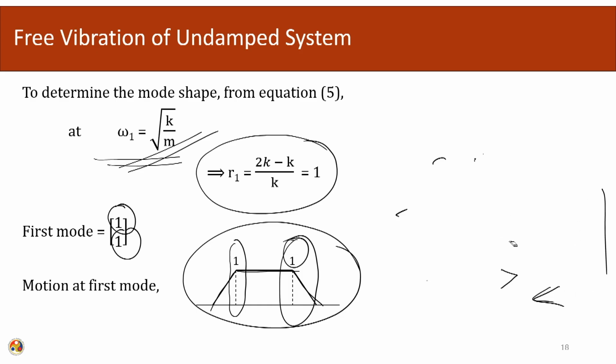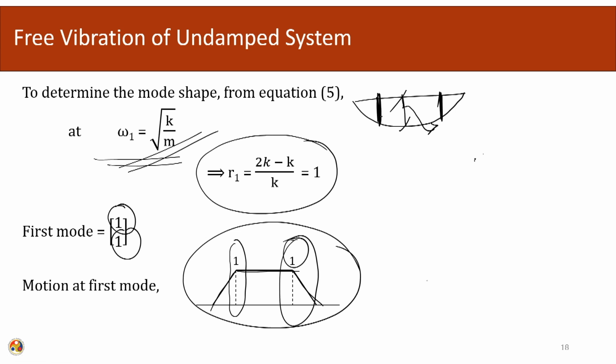So, let us go back and look into the beam analogy. Remember what we did in the beam analogy. We assumed this mode shape and we took out two places.